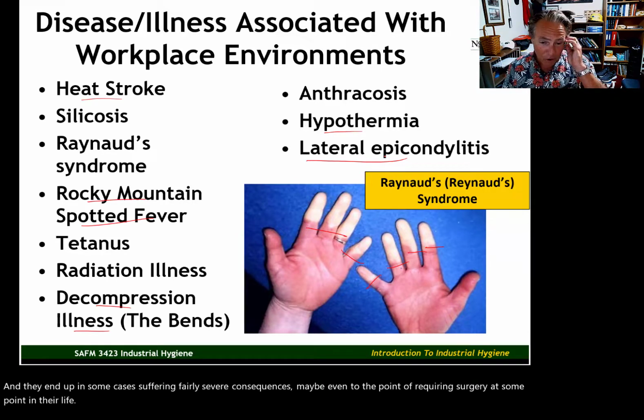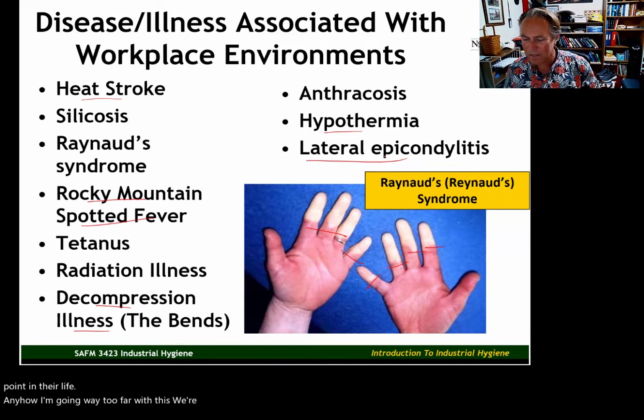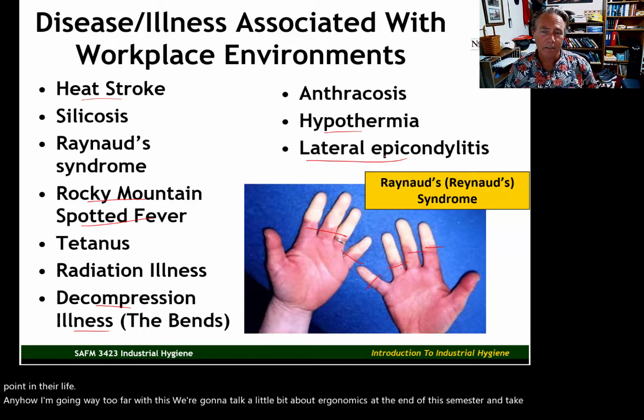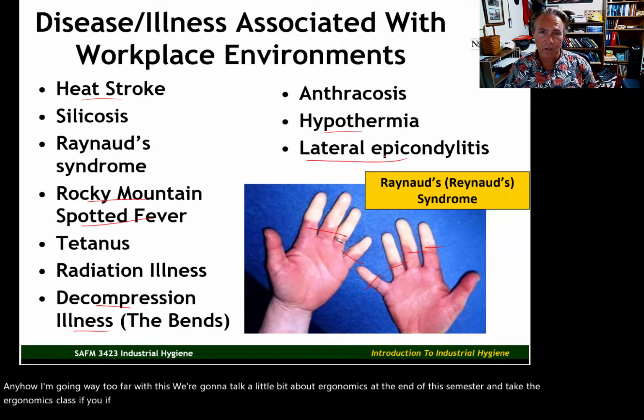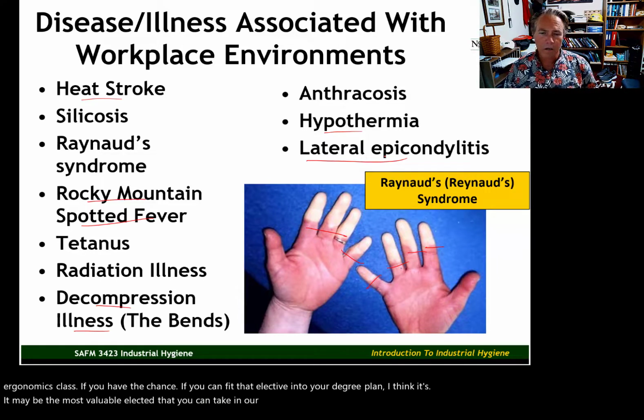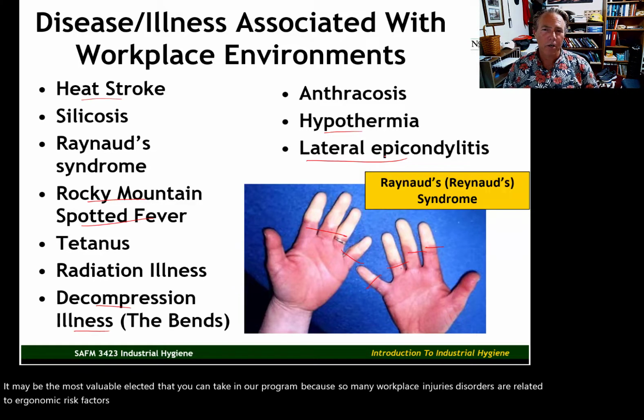Anyhow, I'm going way too far with this. We're going to talk a little bit about ergonomics at the end of this semester, and again, take the ergonomics class if you have the chance, if you can fit that elective into your degree plan. I think it may be the most valuable elective you can take in our program, because so many workplace injuries and disorders are related to ergonomic risk factors. There are certain ergonomic risk factors in the workplace, and there are a lot of disorders that come out of those ergonomic risk factors.